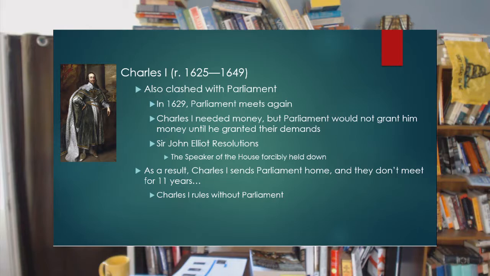Charles I, like I said, dismisses Parliament a lot. In 1629, he asks Parliament to meet. He needs money, but they don't give him money because he won't acquiesce to their demands. There's a famous incident called the Sir John Eliot resolutions. In Parliament, when the Speaker of the House stands up, you're supposed to cut off debate. Well, some of the opponents of the king were trying to get these resolutions passed, and as soon as the Speaker stood up, they had to stop talking.